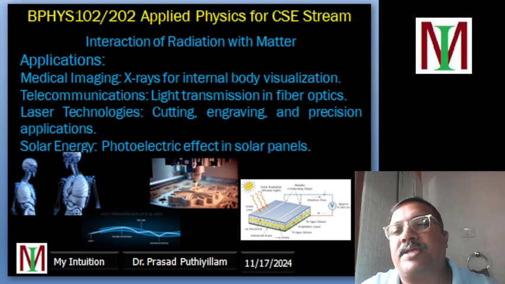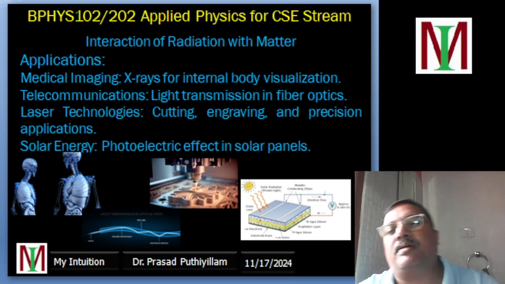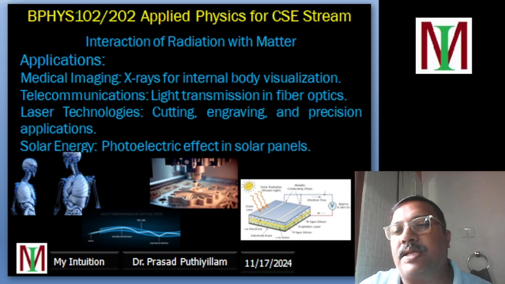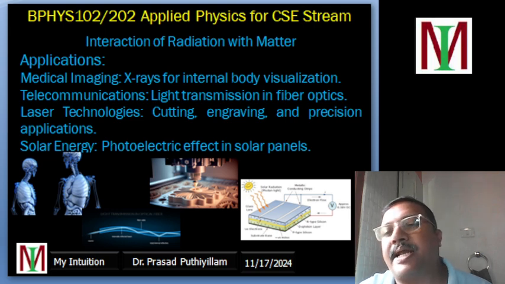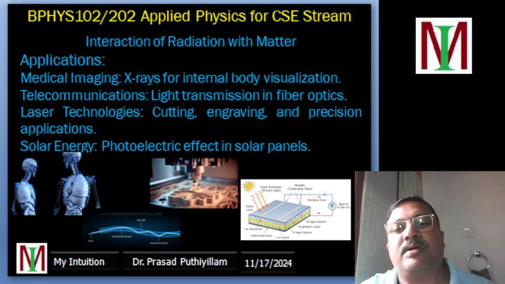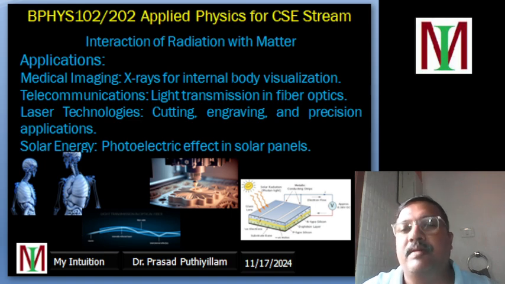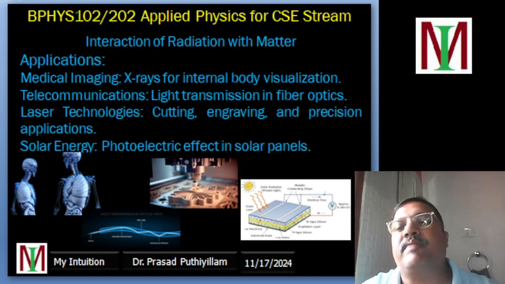The light, usually laser light, is transmitted through glass fibers. The light undergoes total internal reflection inside; that complete reflection we call total internal reflection, which allows it to travel very long distances with minimal loss. Then comes laser technologies.